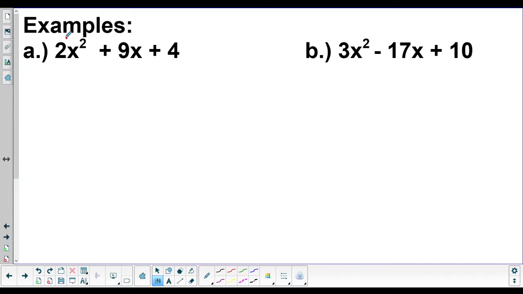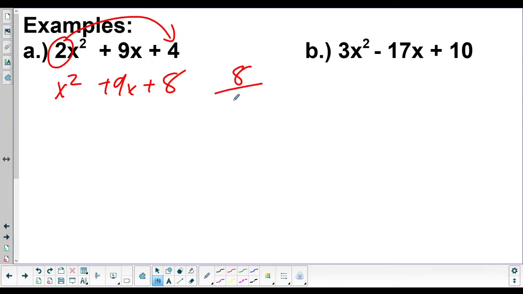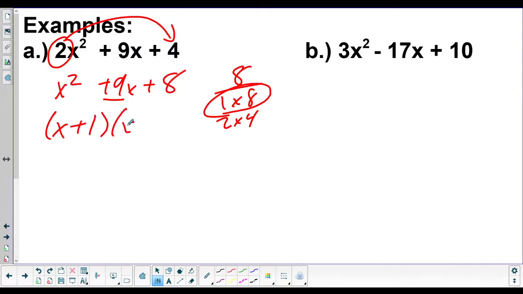Step 1, take the front number and move it to the back and multiply it to the back number. So the x squared comes down, so does the plus 9x. 2 times 4 is 8. Now we do simple factoring here. So we look at 8, its factors are 1 times 8 and 2 times 4. To get a 9, we need 1 plus 8. So this is going to factor to x plus 1, x plus 8.